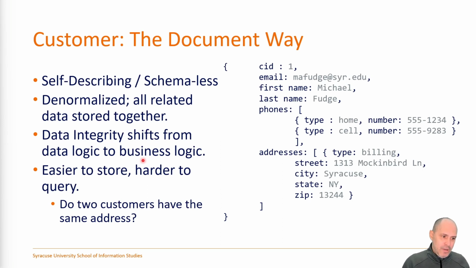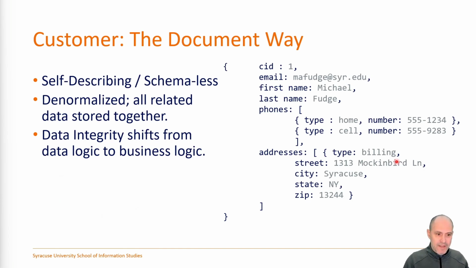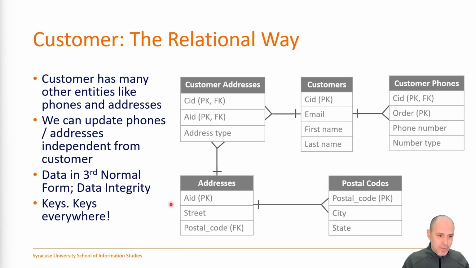Much easier to store, a little more difficult to query. For example, do 2 customers have the same address? Well, I would have to retrieve every single document and then look through the list of addresses at street and see if they match, right? That's a lot of effort, as opposed to if I did it this way, I can just query this table and see if there's 2 streets that are the same, right? Or maybe I can query this bridge table and see that. Okay. There's lots of ways I can do it.